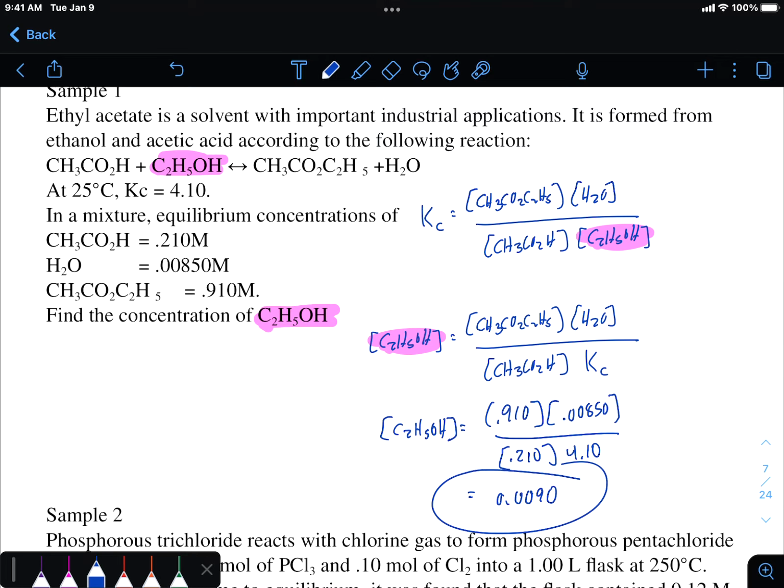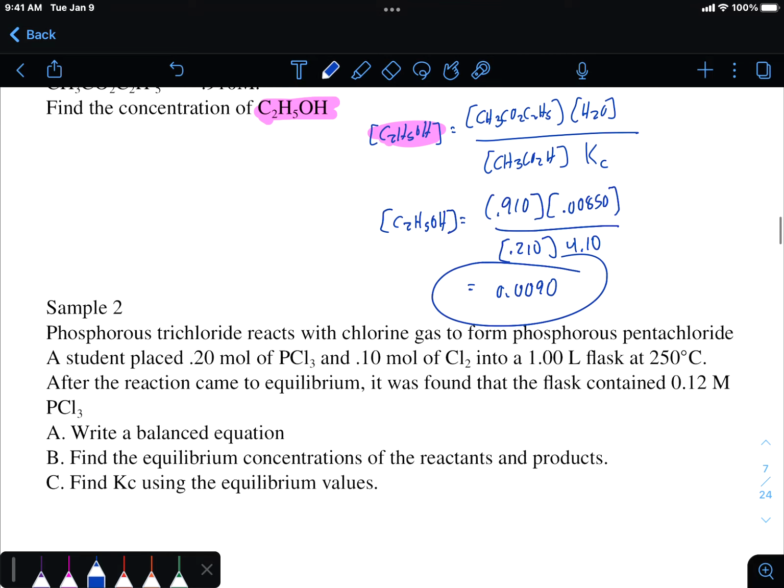Okay, so no ICE table needed in this case. It's just manipulating the law of mass action, just moving it around.